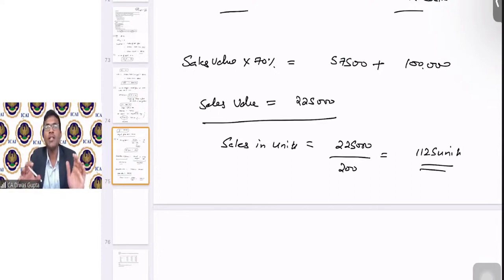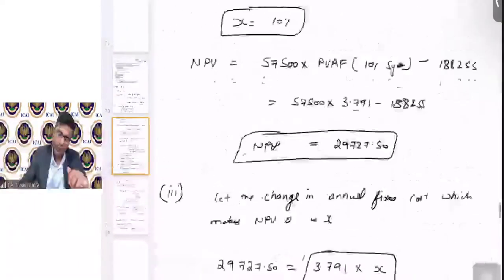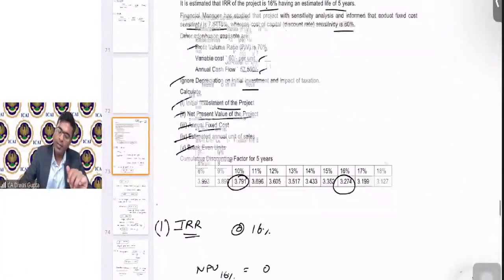So I think this question has a good mix of the concepts that you have studied in your marginal costing and capital budgeting. Then the last part, the fifth part, is break-even units. What do you mean by break-even units?